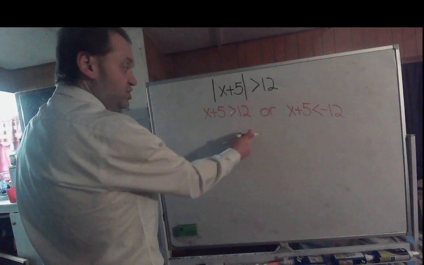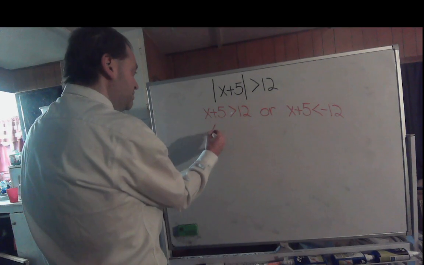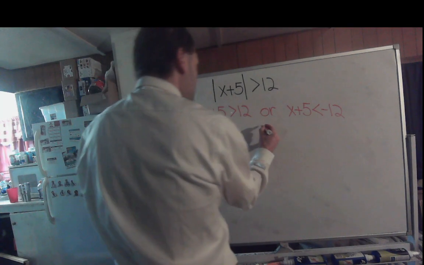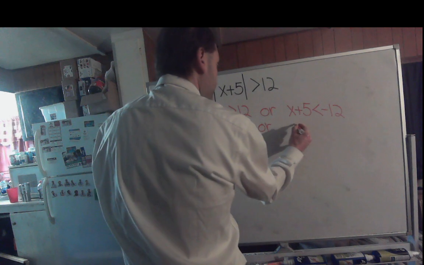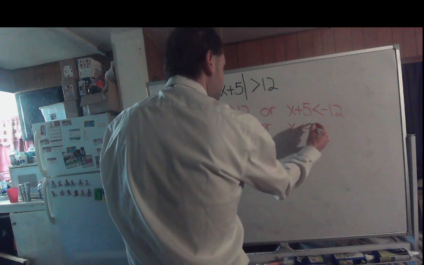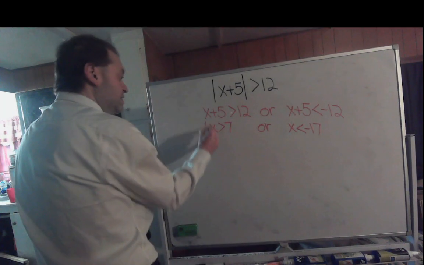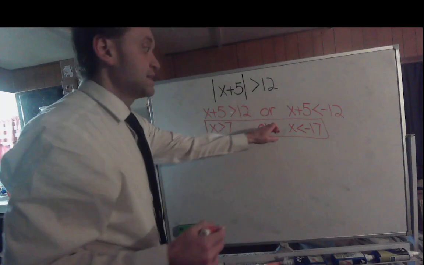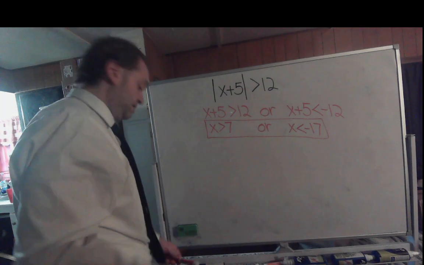So then solve each of these inequalities for x. You would end up having that x is greater than 7, or you'll have that x is less than negative 17. And those would be your solutions, that x is greater than 7 or x is less than negative 17.